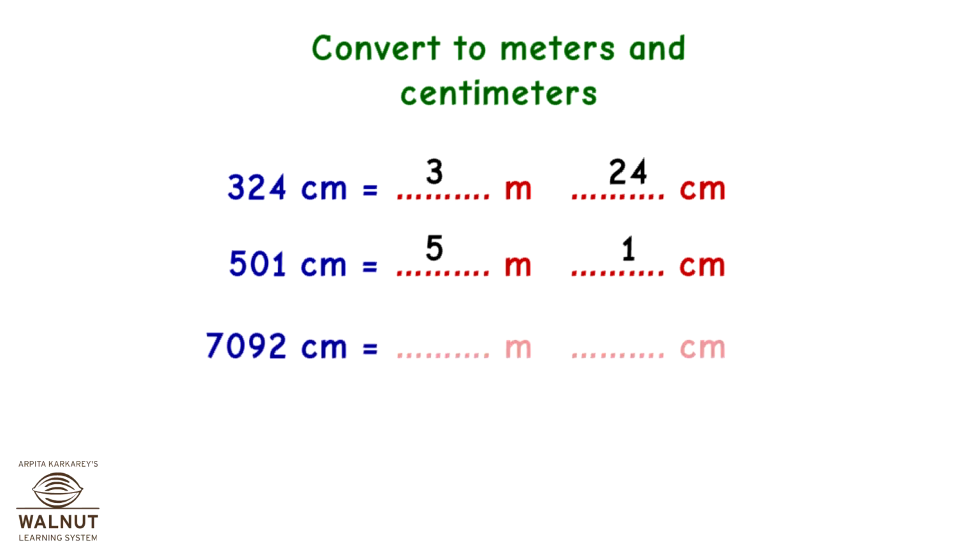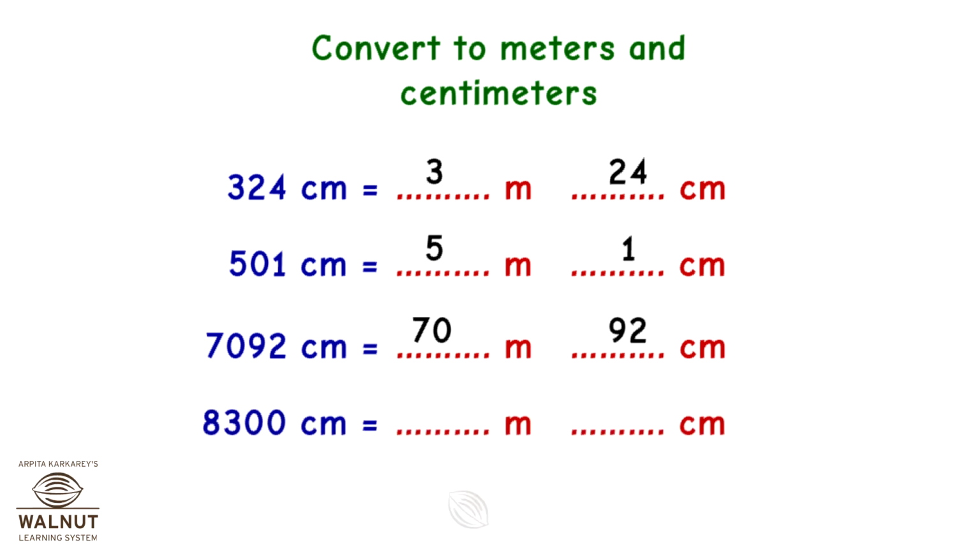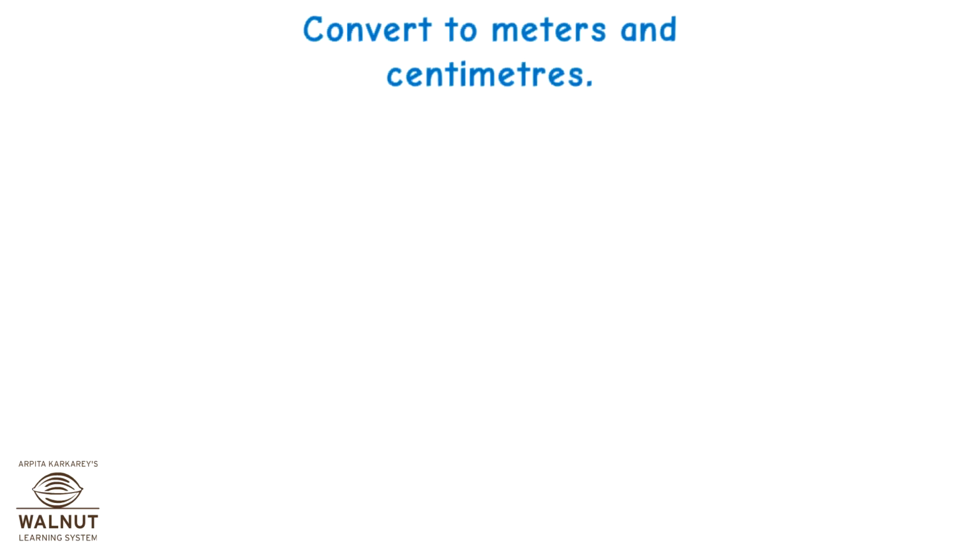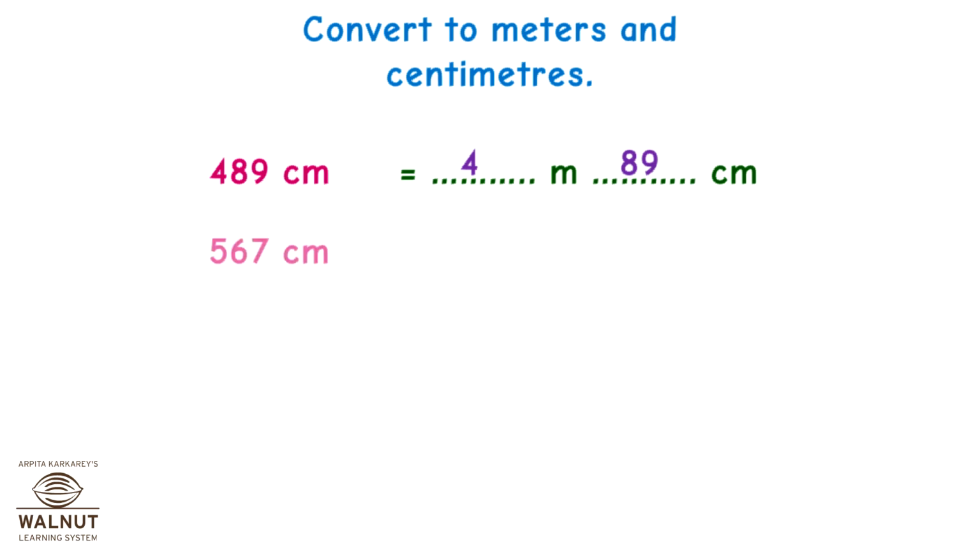7,092 cm is equal to 70m and 92 cm. 8,300 cm is equal to 83m and 0 cm. Convert to meters and centimeters. 489 cm is equal to 4m and 89 cm.